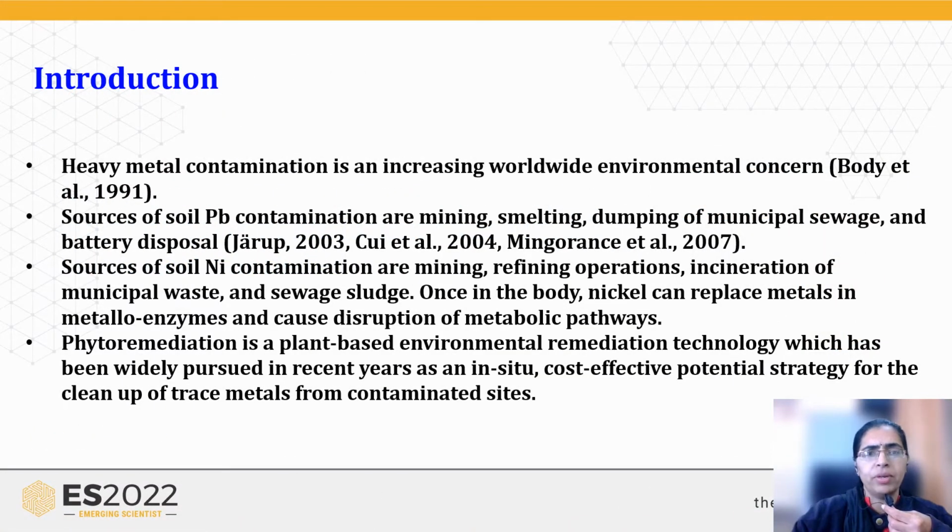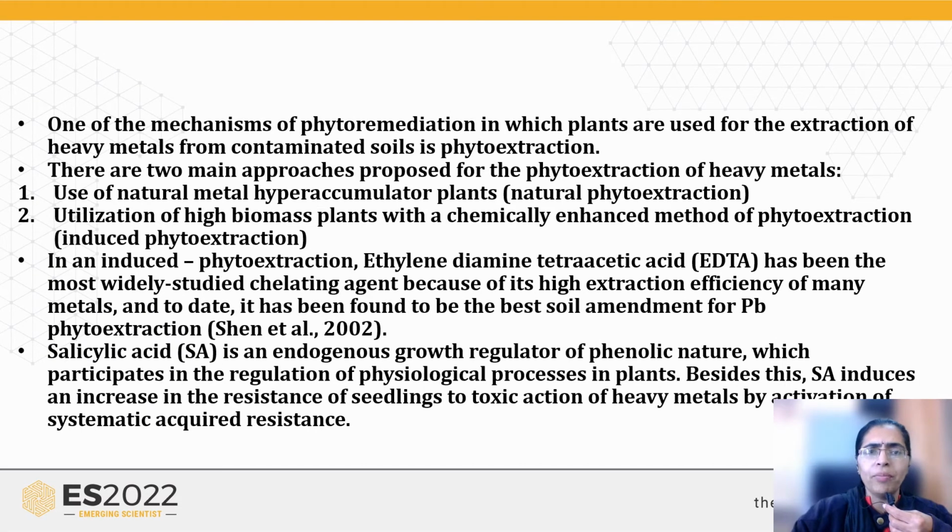Heavy metal contamination is an increasing worldwide environmental concern, and phytoremediation is one of the best solutions, as it remediates the heavy metals from contaminated sites. One of the mechanisms of phytoremediation is phytoextraction, in which plants are used to extract the heavy metals from contaminated soil. There are two types, natural and induced phytoextraction.